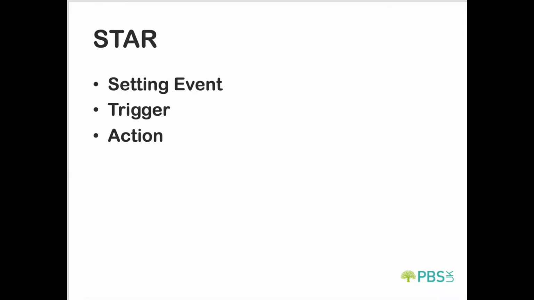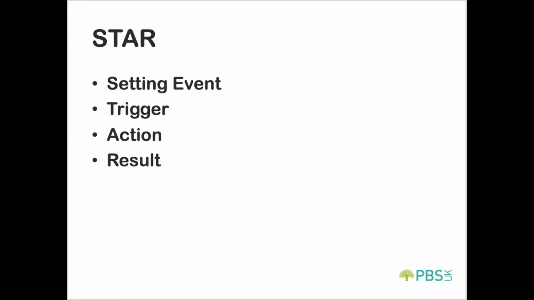Now, ABCs are fine, and a lot of people use them, and some people can use them to great effect. I, however, am a much bigger fan of the STAR recording. The STAR recording is what we would call the four-term contingency. Essentially, it takes the three-term contingency and splits the A into two. And I think this is really important. So STAR stands for setting event, trigger, action, result.